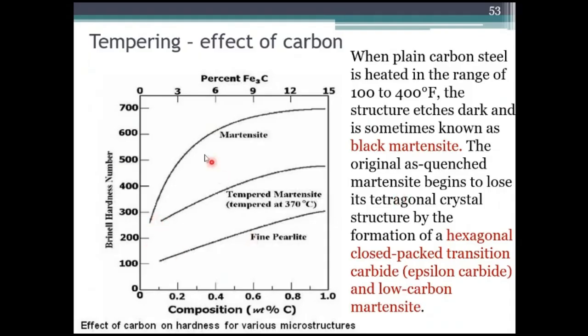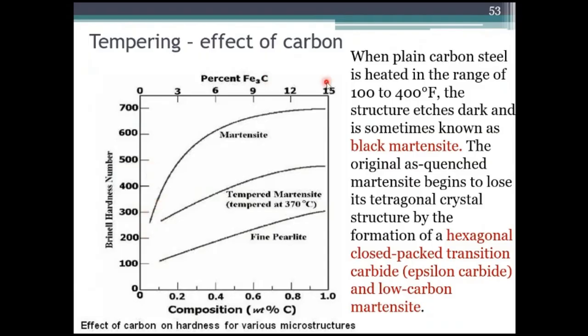See here, there are three types of structures. When you heat it up to only 100 degrees Celsius, you will be getting a fine pearlite form only, wherein the hardness will be increasing from 100 to around 300 degrees Celsius. But if you take a material of tempered martensite, and heat it from around 300, with 0.2% to around 1% of carbon, the hardness will range from 300 to around 500. Martensite will be still more further.